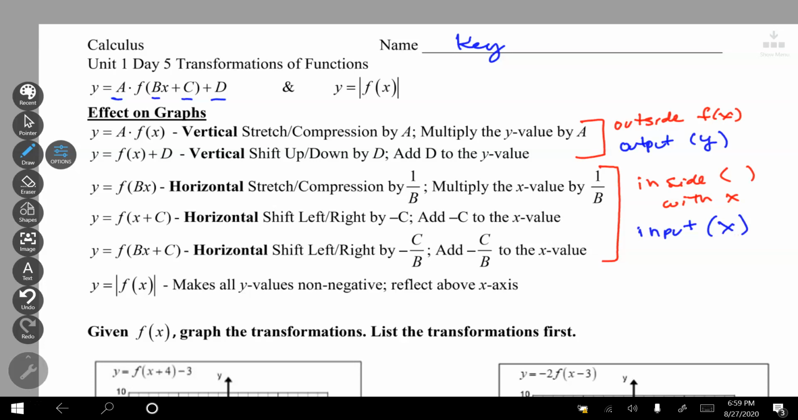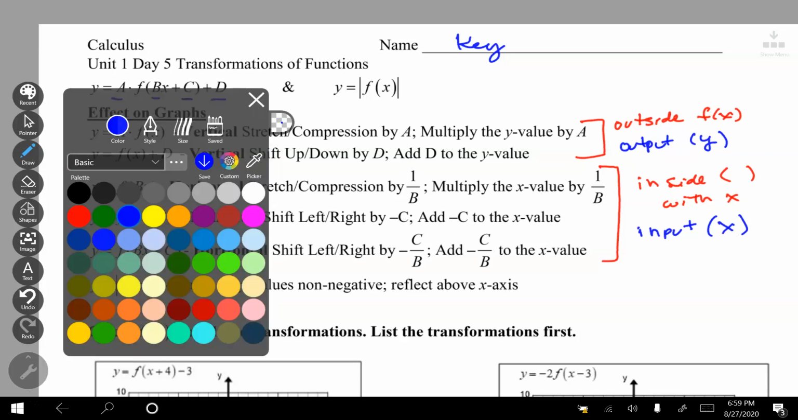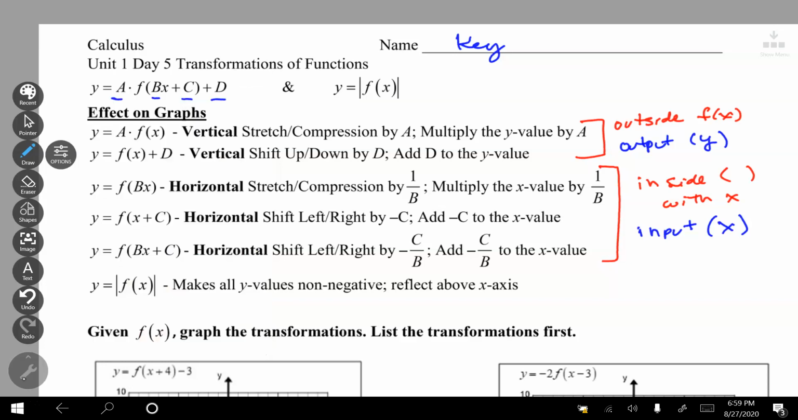So when A is negative, it flips the x-axis. When B equals negative, it flips the y-axis. So A is a multiplier. It vertically stretches or compresses by A. D shifts things up and down.